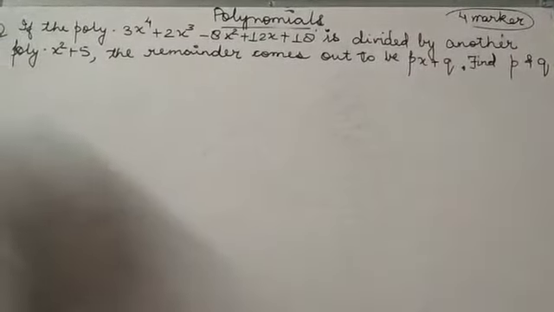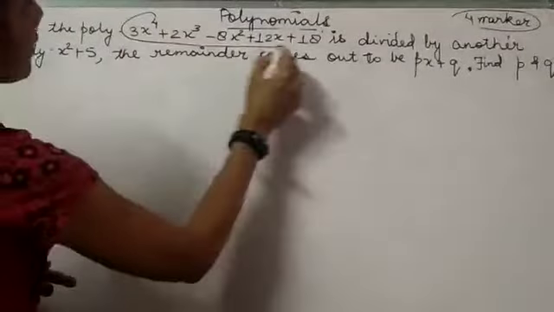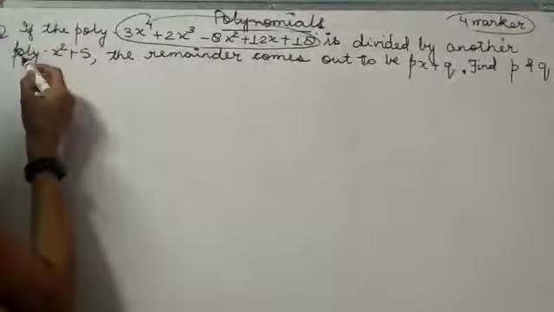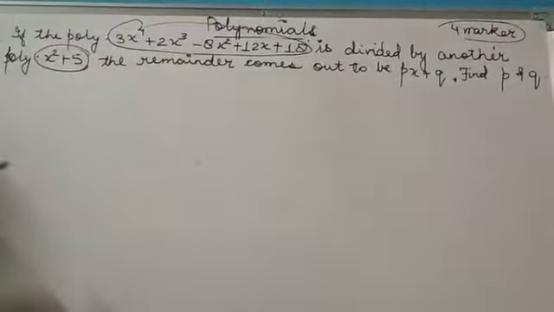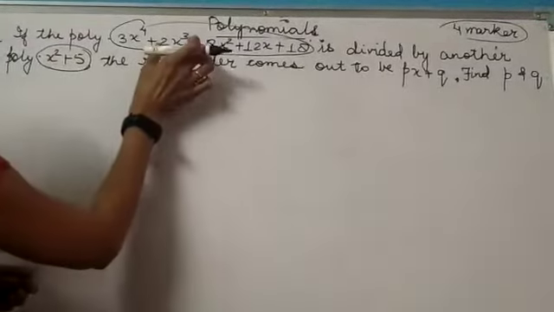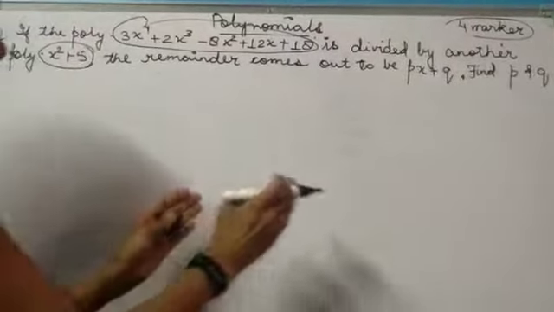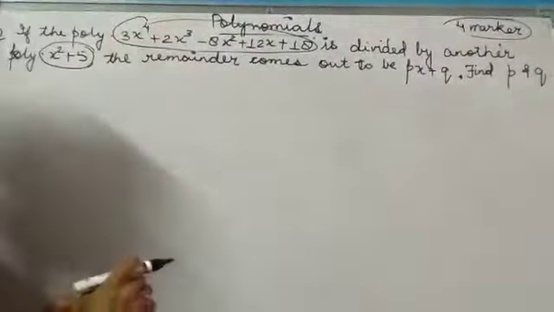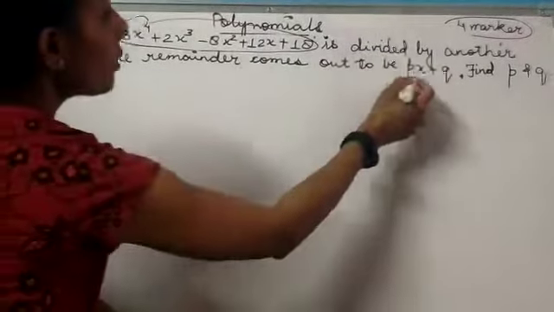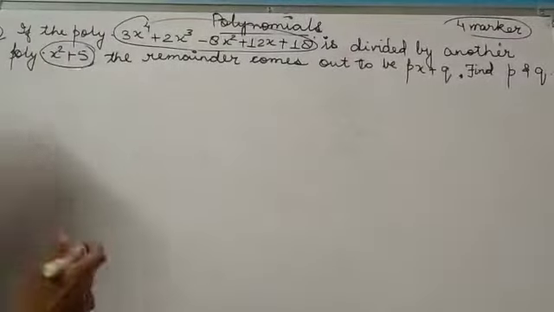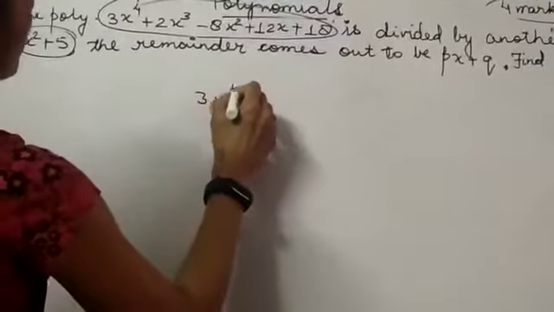Let's see the next question. It is given that if the polynomial this is divided by another polynomial this, the remainder comes out to be this. It is very simple to understand that this polynomial is divided by this, then we will get some remainder and that remainder is equal to px plus q. So we will be equating them, comparing them. We can find out the value of p and q. So let's start. What we can do, we can simply start with the division.